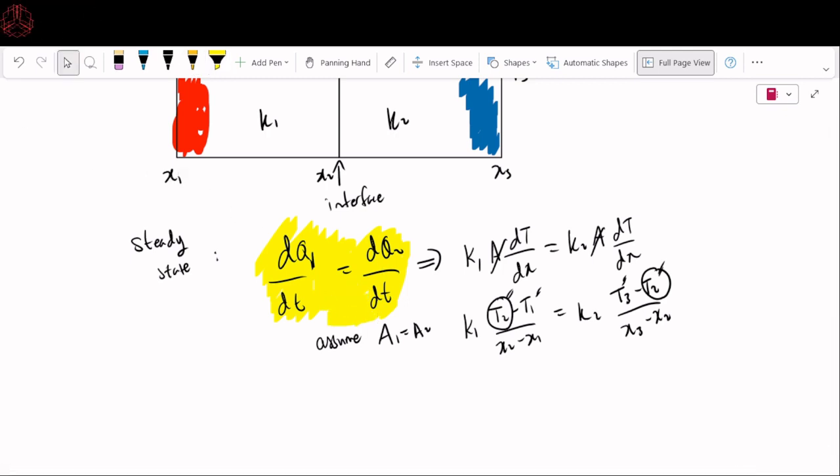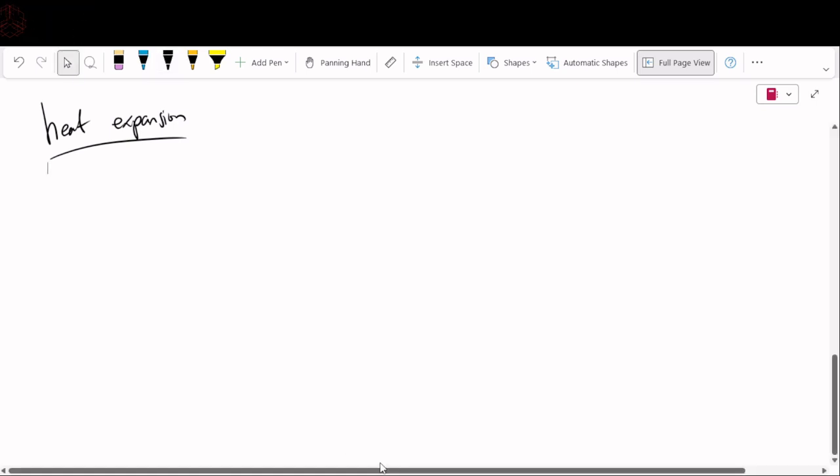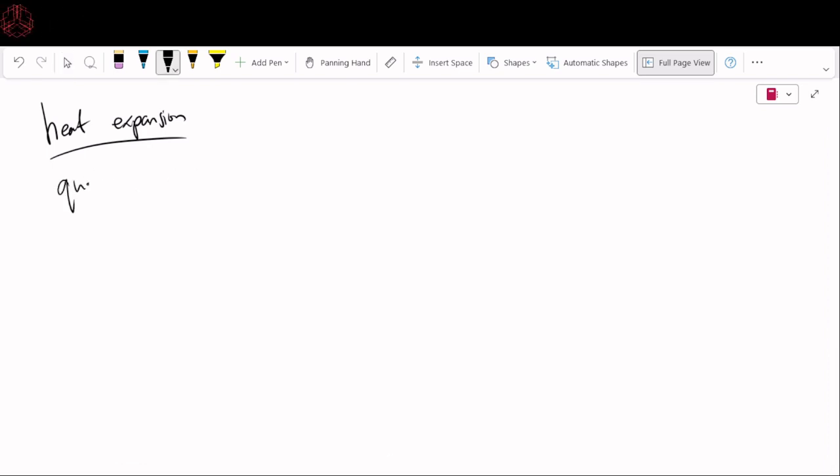Okay, so in the next part of the video, I'm going to talk about heat expansion. This is the third part of the video. I want to talk about heat expansion. In general, when you heat things up, they will expand. And now we want to quantify that. We want to quantify heat expansion. Unlike the heat conduction, we want to consider three dimensions.